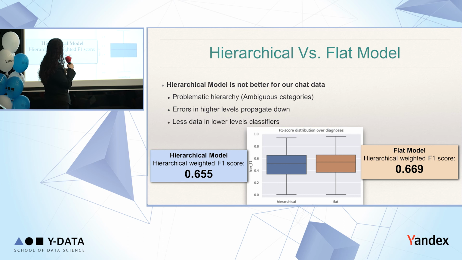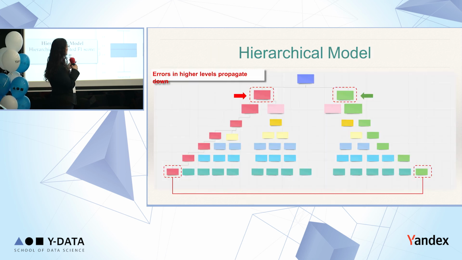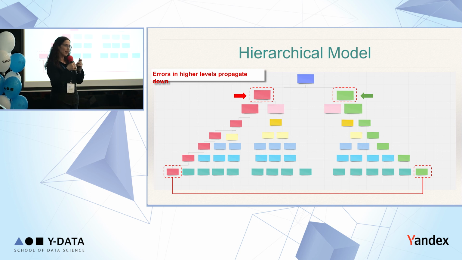When we looked at why that is, we found that the hierarchy is a bit problematic. There are ambiguous categories, and what happens in a hierarchical model is that errors propagate down. If you make an error on one of the higher levels, the error will propagate all the way down, and you will get penalized for that. So we found ambiguous categories like unspecified STD versus other STD, and different conditions that are very close but appear in very different branches. So the hierarchy can work for you when it's good, but it can cause some issues.